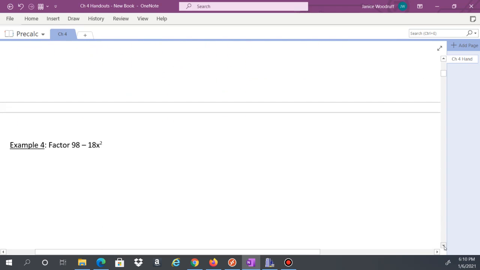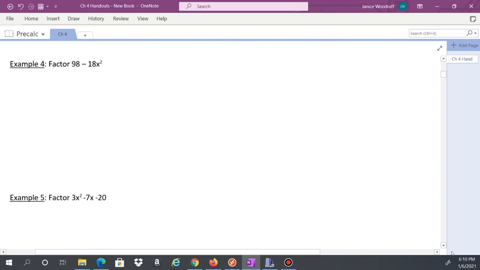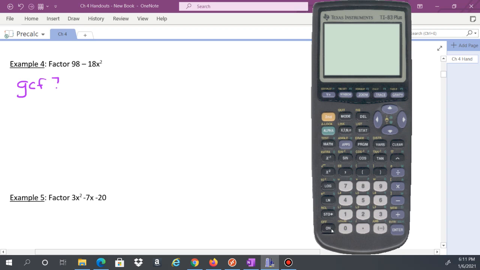All right, and then the next thing we have is just some factoring practice. So we have 98 minus 18x squared. We want to factor that. First thing you always want to check when you're factoring is if you can pull out a GCF. Do I have a GCF I can pull out of there? I know they're both at least divisible by 2. Is there anything larger? 6?